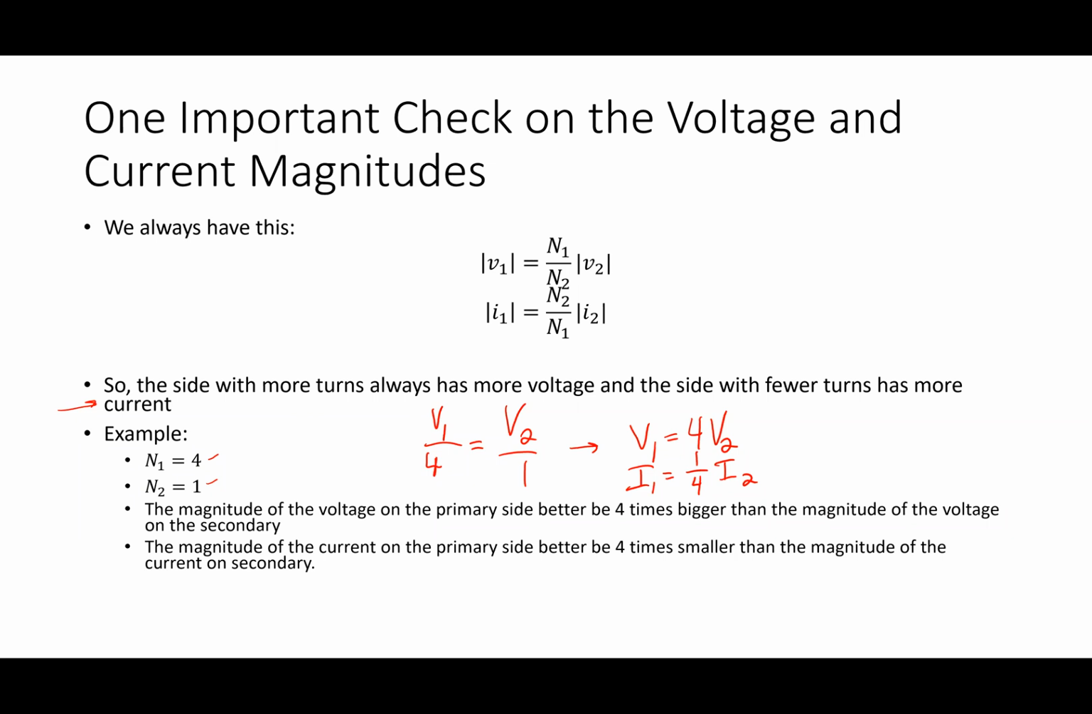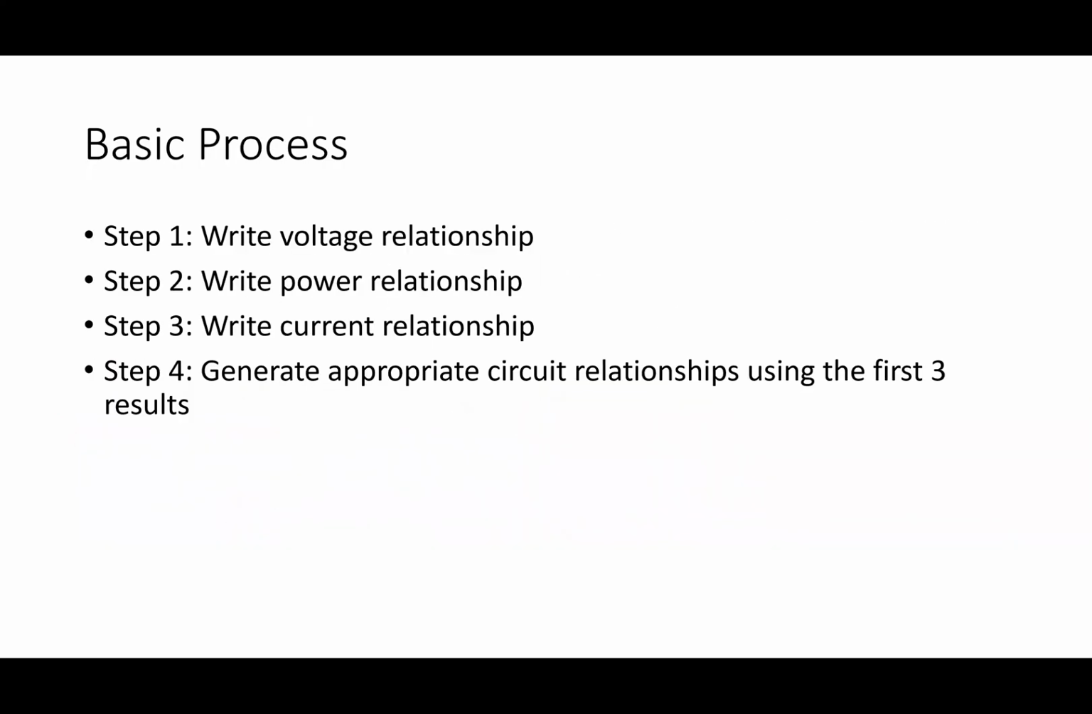So the way I always think about this is in terms of those things. I have a process that I think through. I write the voltage relationship. I write the power relationship based on the currents and the voltages. Then I figure out the current relationship from the power relationship. I don't like to memorize things. The only thing I remember is V1 over N1 equals V2 over N2, and then the powers. Once I go through those 3 steps, I get my circuit relationships using those results.